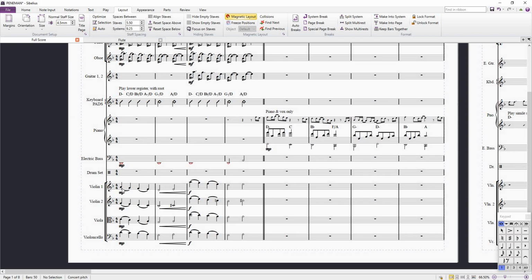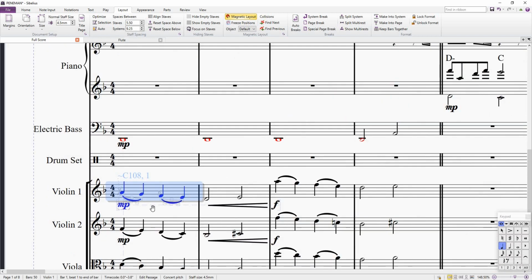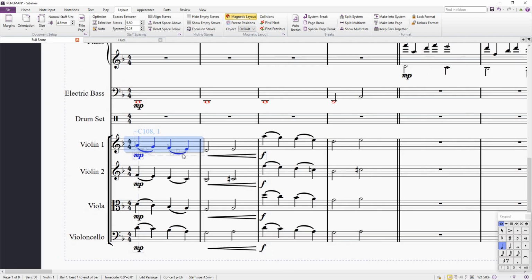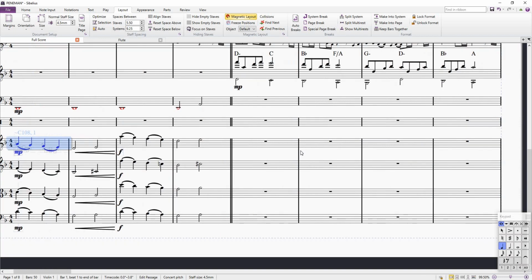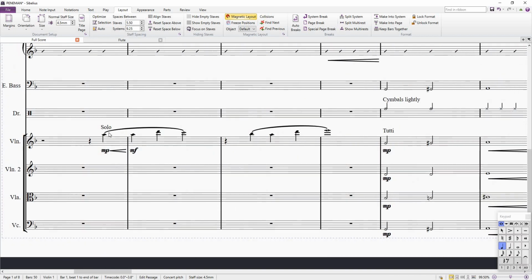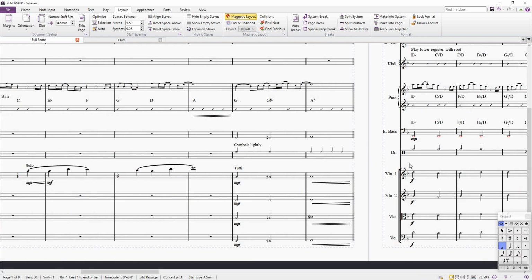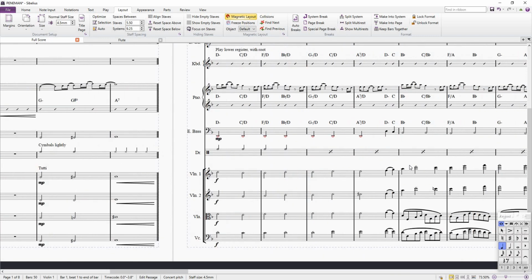Yep. If you already have markings like this, slurs and dynamic markings, you have here a solo part for the violin one, so it helps tremendously for the players to understand, oh okay, this is what the arranger wants.